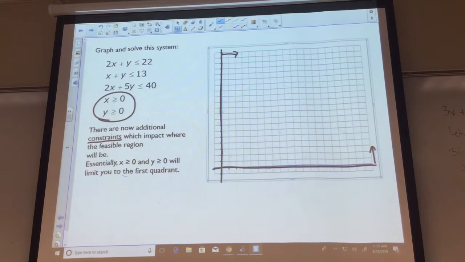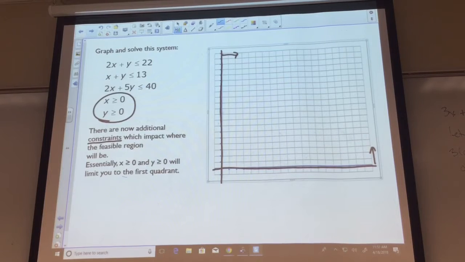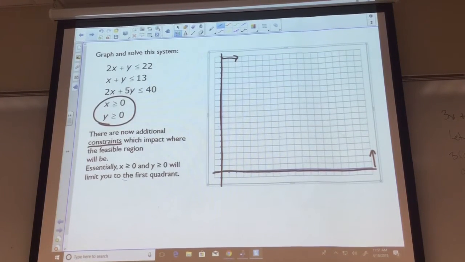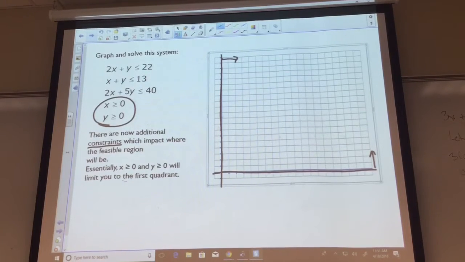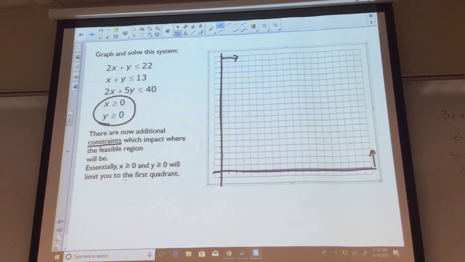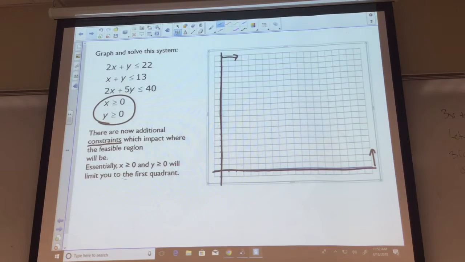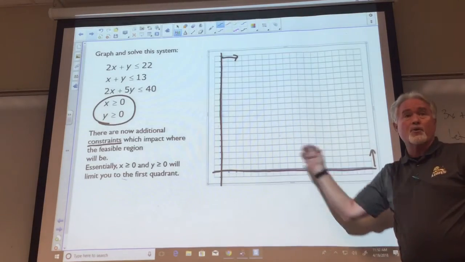manufacturing toys and toy cars and toy slingshots or something like that. You can't make a negative number of cars. You can't make a negative number of toys. You can't have a negative number of people in a room. You can't have a negative age on a car. So negative values in all of the practical applications we use are not acceptable. Not all of them, but we're trying to keep life easy for you, so we're pretty much going to be in the first quadrant.